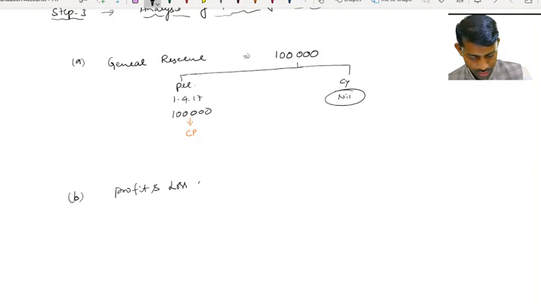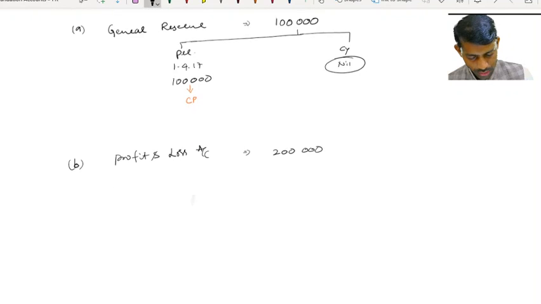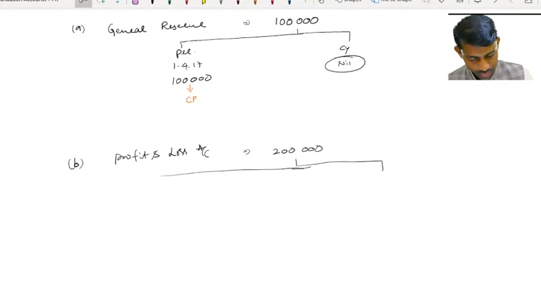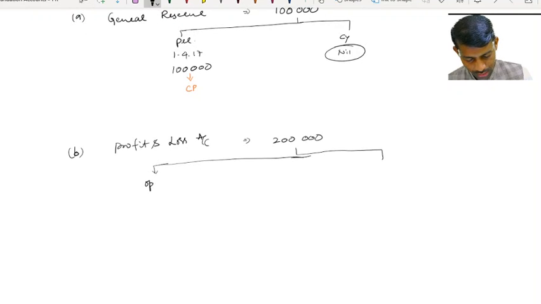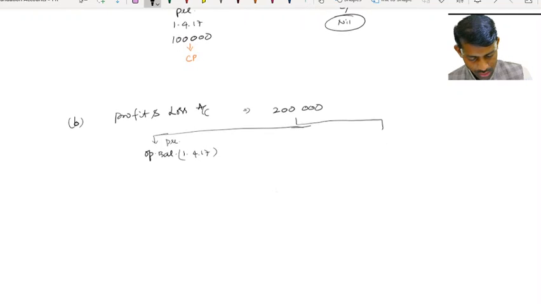So therefore, go directly to the profit and loss account. The total balance in the profit and loss account was 2 lakh. Out of this, the opening balance, or pre-acquisition, as on 1/4/17, was 1 lakh 20,000. On that, how much was that?